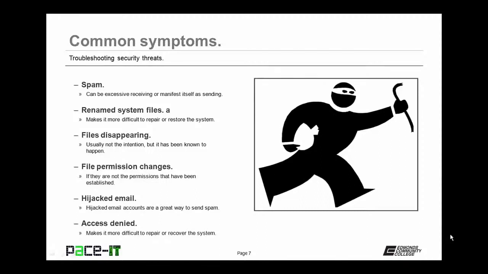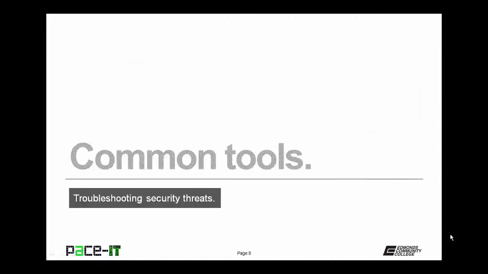If your file permissions change, malware will often change the permissions in an effort to keep you from getting rid of it. If you can no longer get into your email, guess what? Your email's been hijacked by malware. Or if you start experiencing access denied errors to areas of your PC that you could get into before. These all point towards malware being on your system.